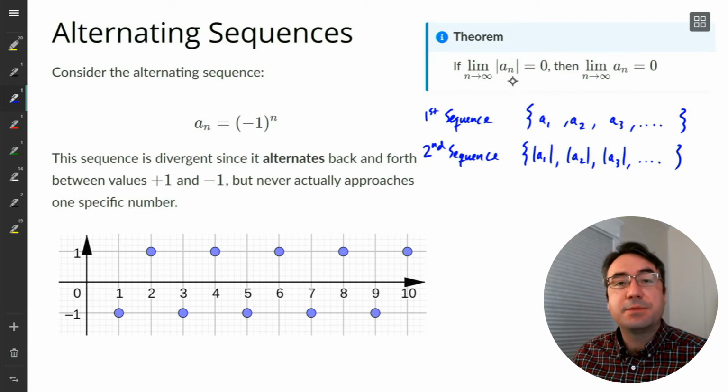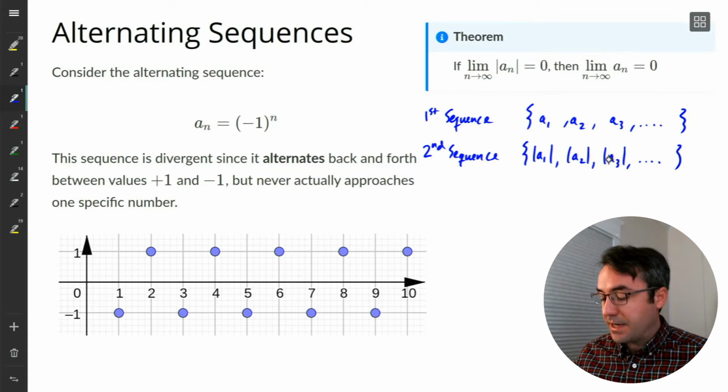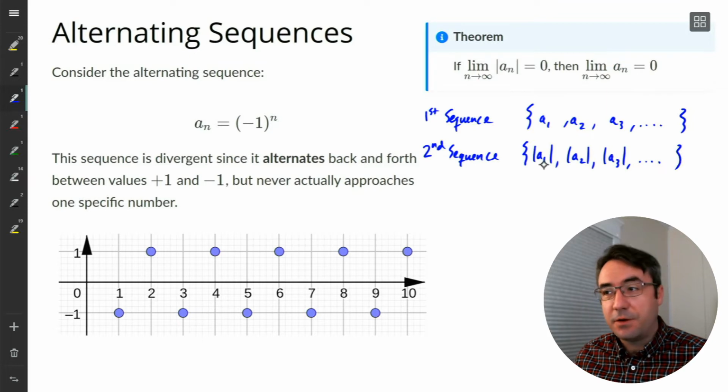It says if the limit of the absolute value of an as n goes to infinity is equal to 0, then the limit of an as n goes to infinity must also be 0. So really what it's saying in terms of these two sequences is if the terms in our absolute value sequence all go to 0, well then in our original sequence, these terms must also approach 0. And this is going to help us get rid of this alternating piece, because when we do the absolute value of a negative, it gets rid of the negative. So the absolute value is going to help us cancel this out for other sequences.